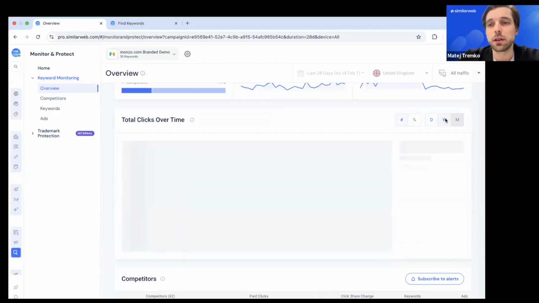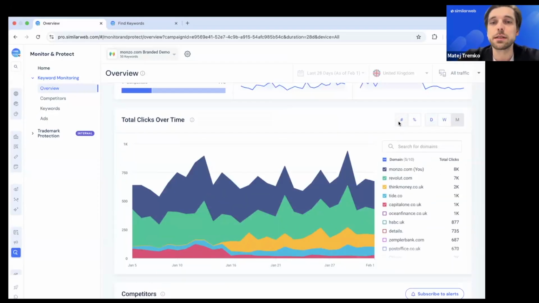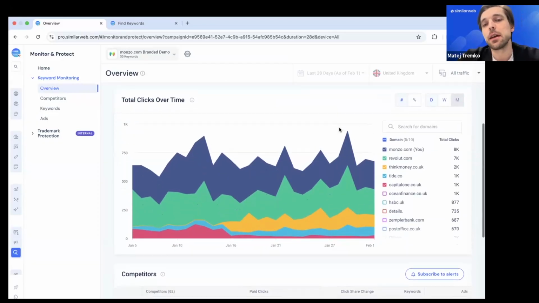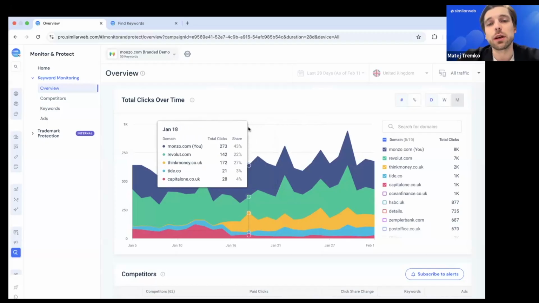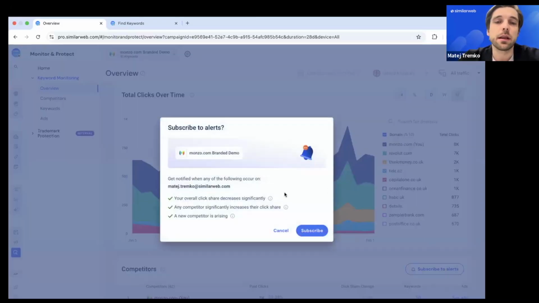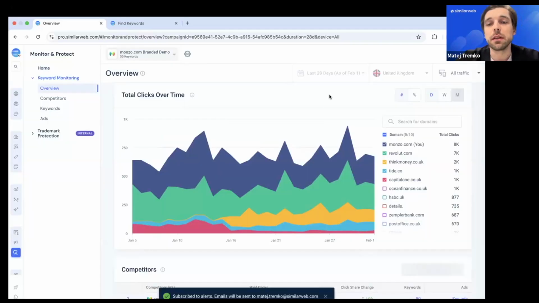There's different views. You can look at the weekly, daily proportions. What I think is really cool about this feature is that you don't need to come back and look at this graph every day to understand whether something has happened. What you can fairly easily do is click subscribe to alerts. And immediately, if we detect that one of the competitors has increased their activity significantly, or if we detect that your own click share has dropped, or if there's new competitors arising, you will receive an email immediately on that day as it has happened.